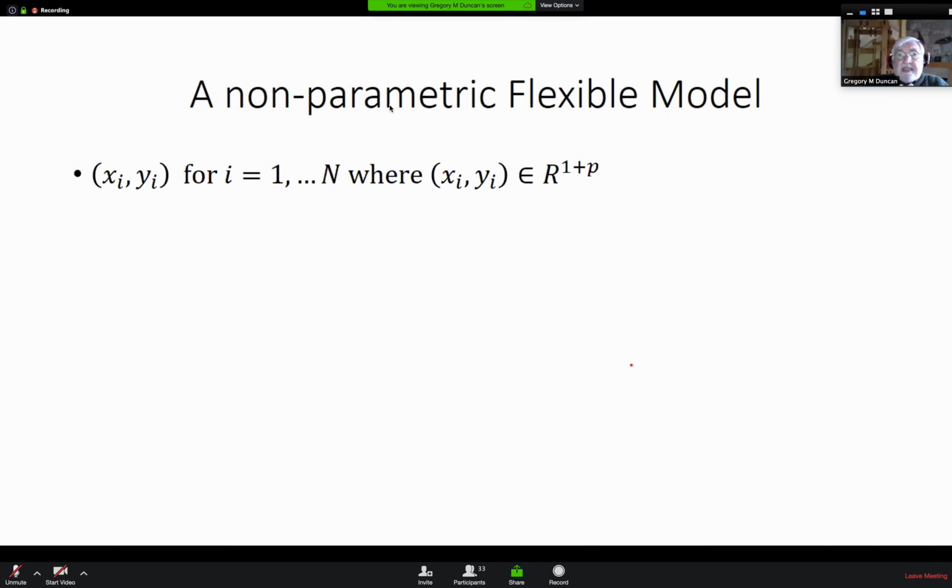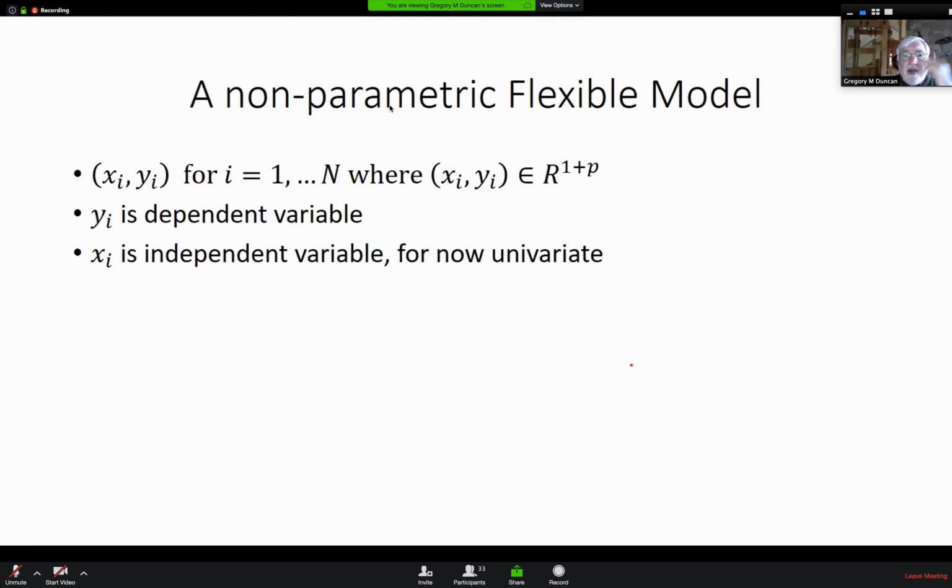So let's look at a non-parametric flexible model. Remember we talked about flexible models last time. Yi is a dependent variable. Xi is the independent variable, and now it's univariate. I'm going to write my model as Yi equals f of xi plus an error, and this error is zero mean.